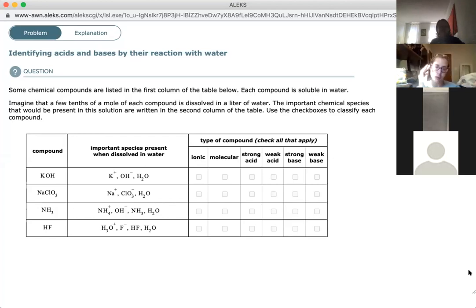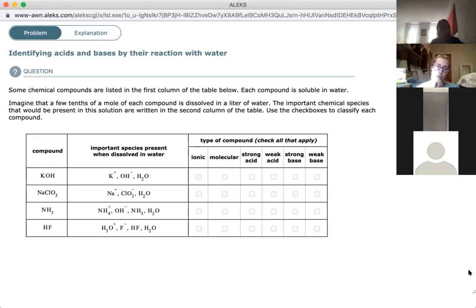So it says in the problem that some chemical compounds are listed in the first column, right? So the formulas are listed in the first column. And they're going to tell you everything in here is soluble in water. So everything's going to dissolve into water. So we don't have to worry about this being some molecular compound that's not going to dissolve. Imagine that a few tenths of a mole, so a little bit of the compound, is dissolved in a liter of water. We'll start doing calculations in the last section.